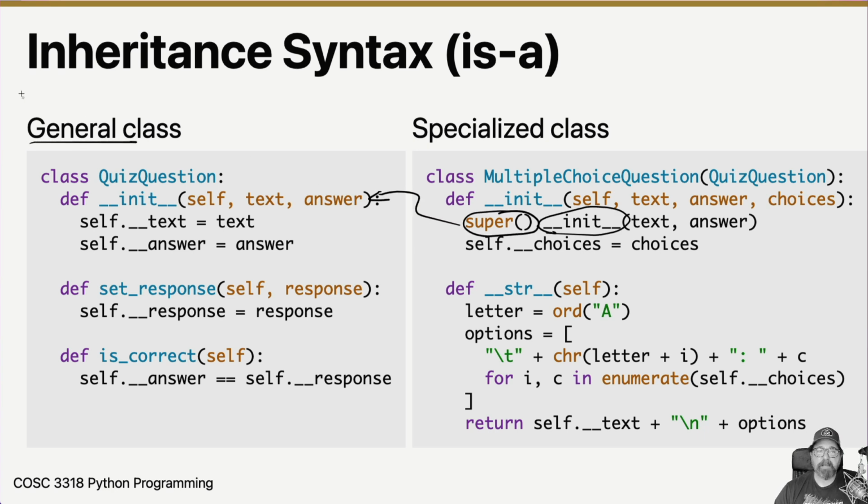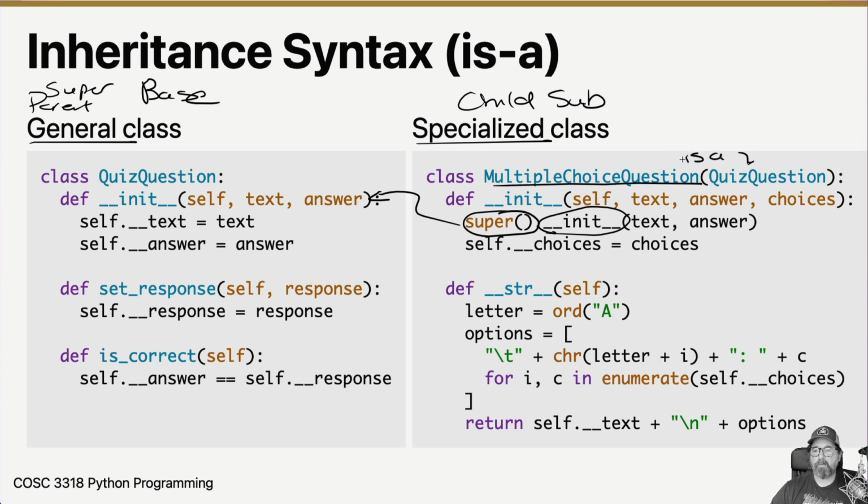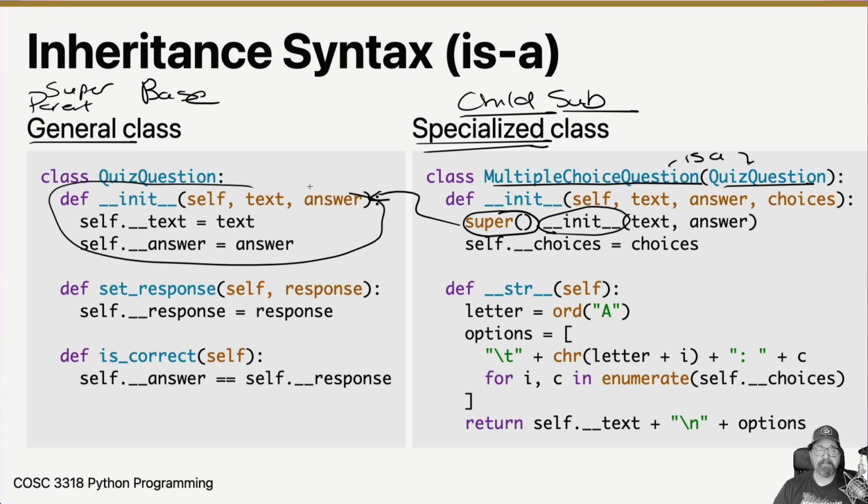Again, this is a general class. It's called the parent class. It's called the super class. It's called the base class. And this over here is our specialized class or our child class or our subclass, okay? So multiple choice question is a quiz question. It's a specialized, a child, a sub version of quiz question. And so we use its function, its initializer here. We pass in that text and that answer, and it gets sent over there. And then we save choices inside, okay?